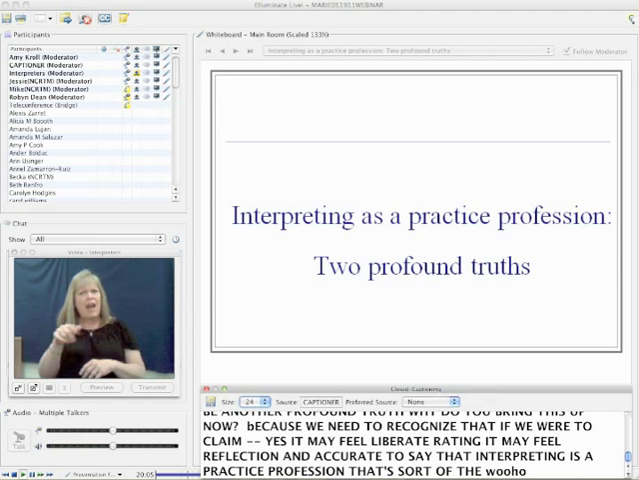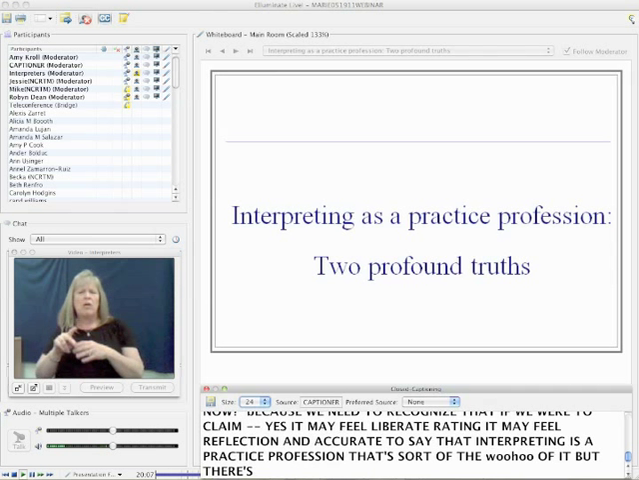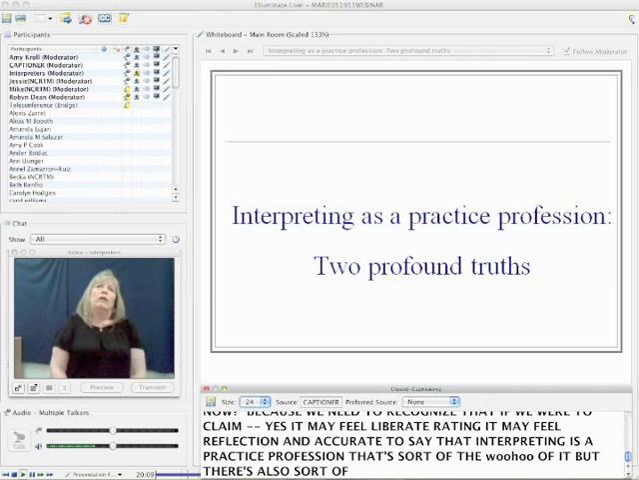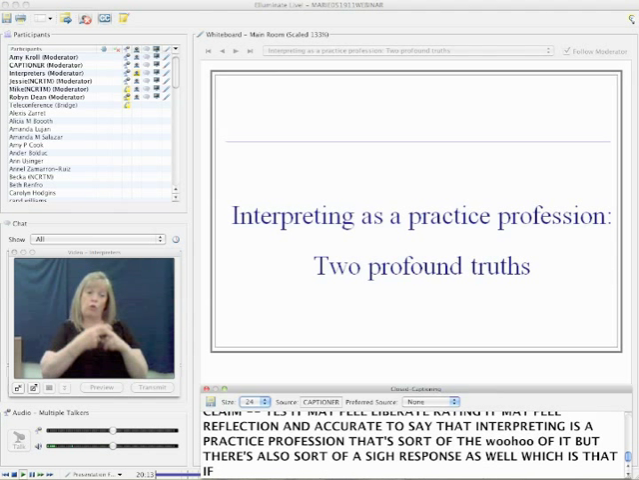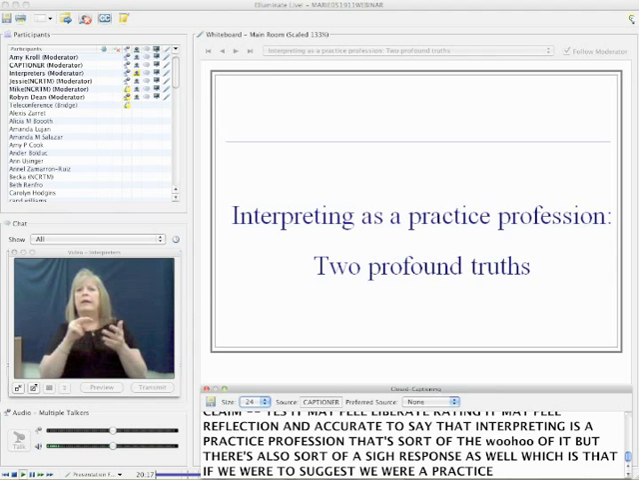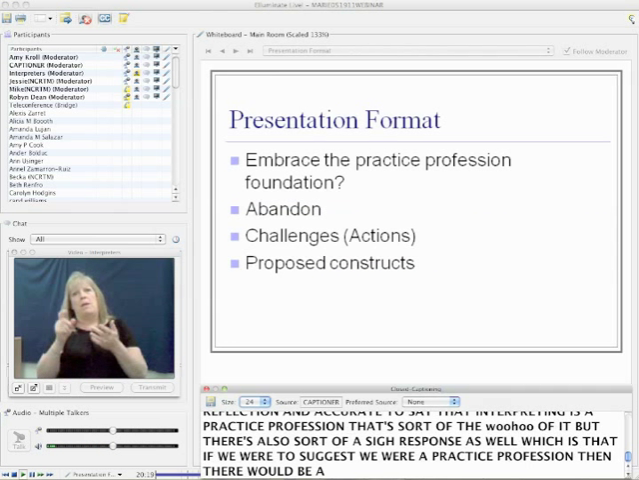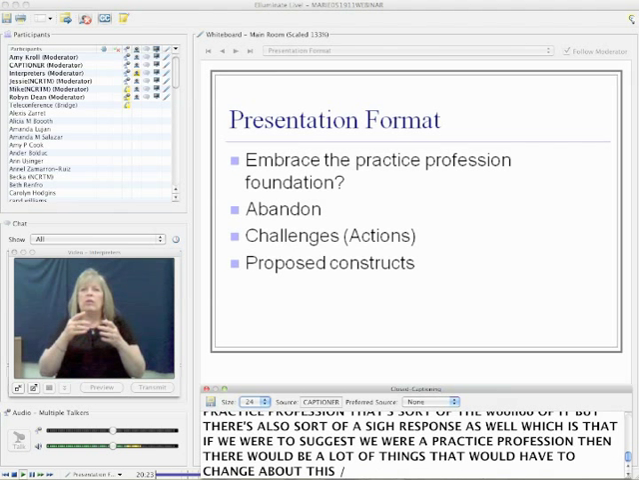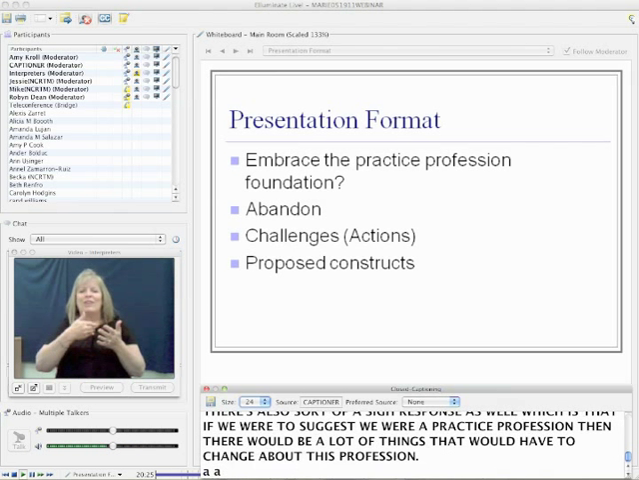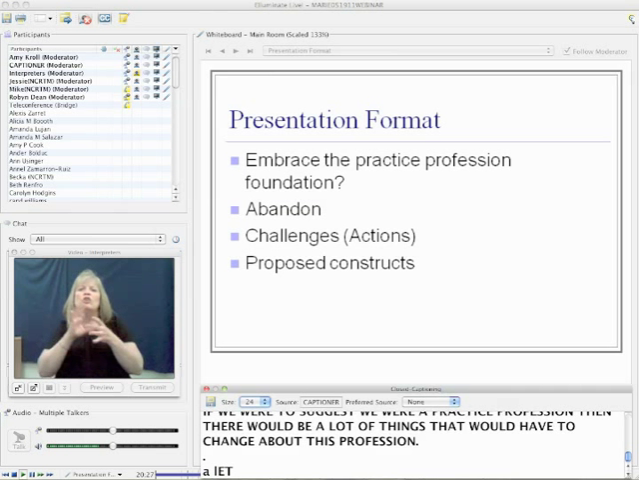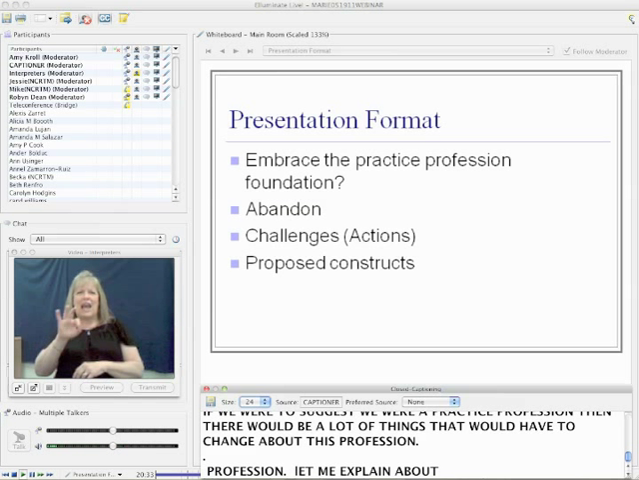But there's also sort of a, oh, sigh response as well, which is that if we were to suggest we are a practice profession, then there would be lots of things that would have to change about this profession. Let me explain how I'm going to go through the next several slides and getting into the content of how DCS provides a scaffolding of interpreting as a practice profession.